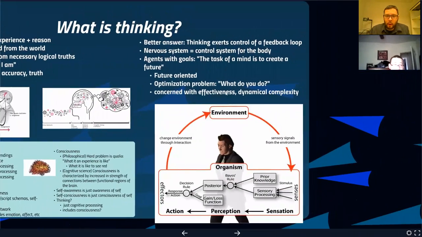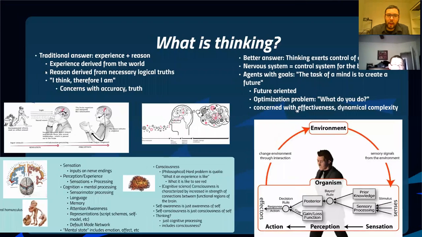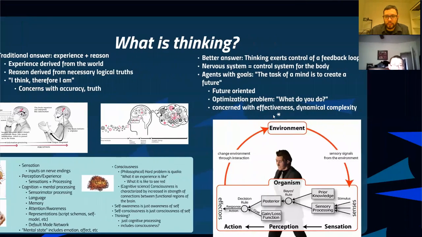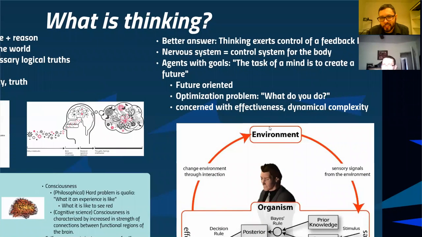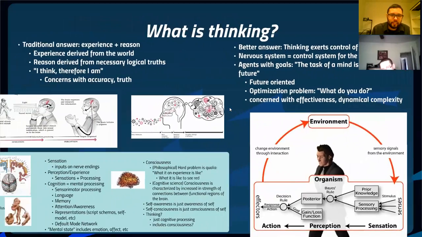So in other words, how effective is it? Not how accurate or how truthful it is, but how effective in accomplishing goals. I'm emphasizing this because finite state machines can accomplish goals also. Right? Finite state machines are agents in exactly this sense.